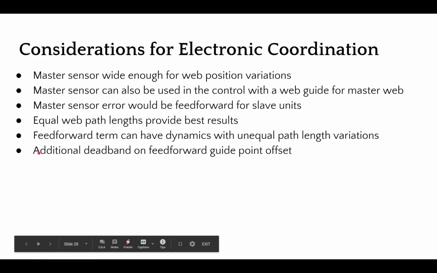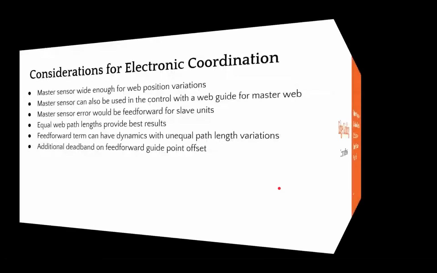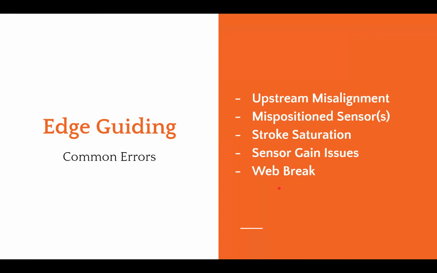And then with this electronic coordination, you can also use deadband and guide point offset. So if you don't want the webs to align exactly on top of each other, you may need one web to align at 10 mm and the other web to align at negative 10 mm. You can do all those combinations of things with electronic coordination. So that's some of the quick applications of edge guiding.